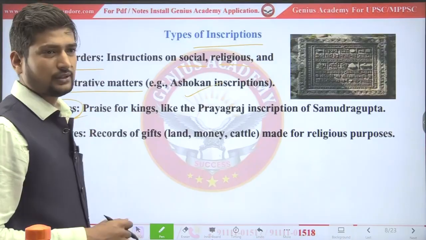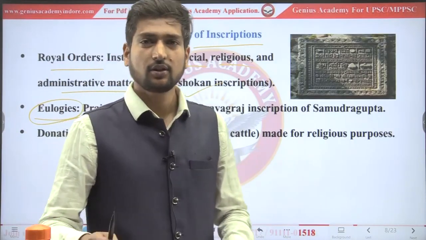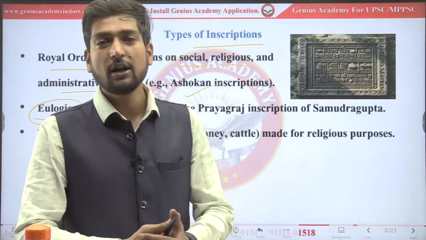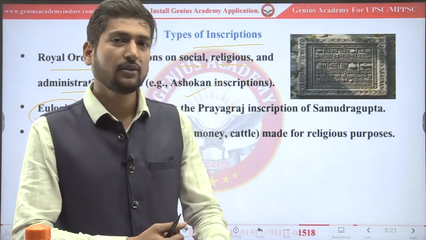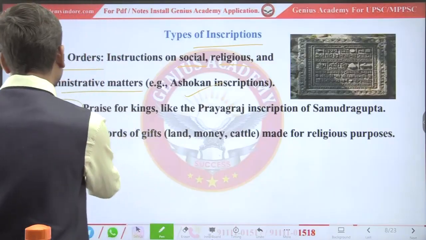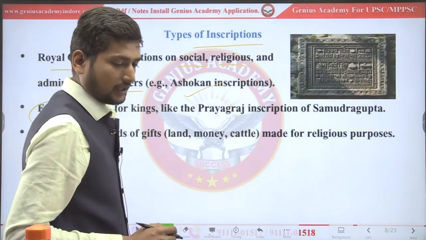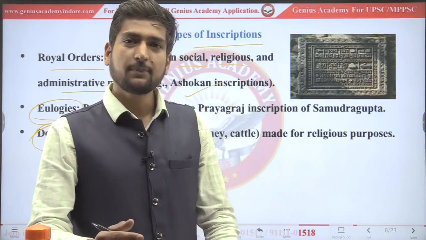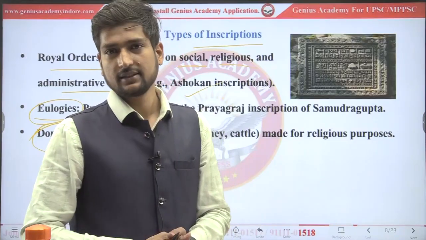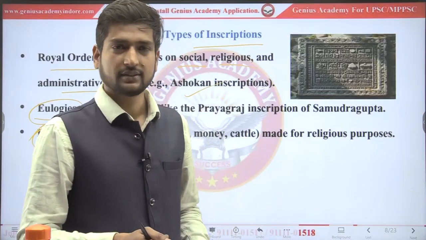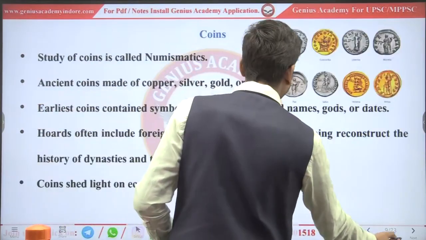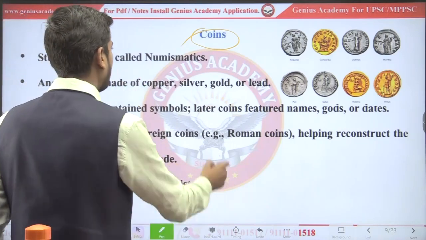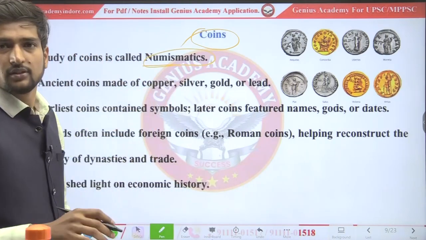Eulogies. What are eulogies? When an author praises his king in a biography, it is known as a eulogy. Donative. We can see the example in the Satavahanas. We get the proof that they donated land to farmers. That is known as a donation. Coins. When we study coins, that is known as numismatics.